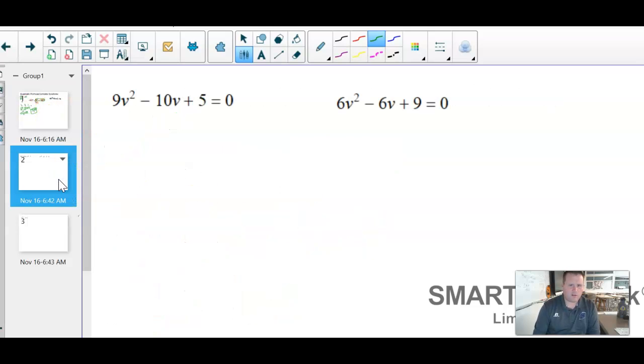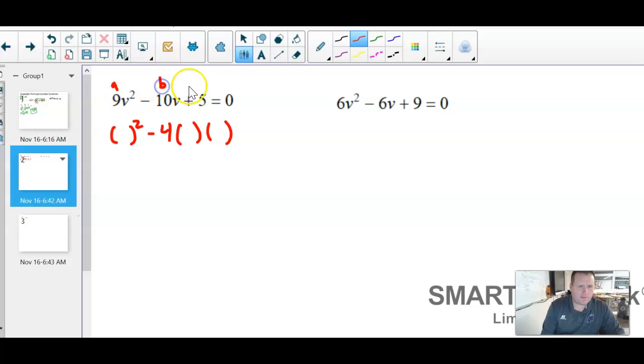Let's look at another couple here. So if I look at this one on the left, I'm going to do my discriminant formula first. A is 9, B is negative 10, and C is 5. So this would be negative 10 here, this would be 9 that goes here, and this would be 5 that goes here. So I get 100 there. And then on this other one, I get minus 180, which will give me negative 80 for my discriminant.